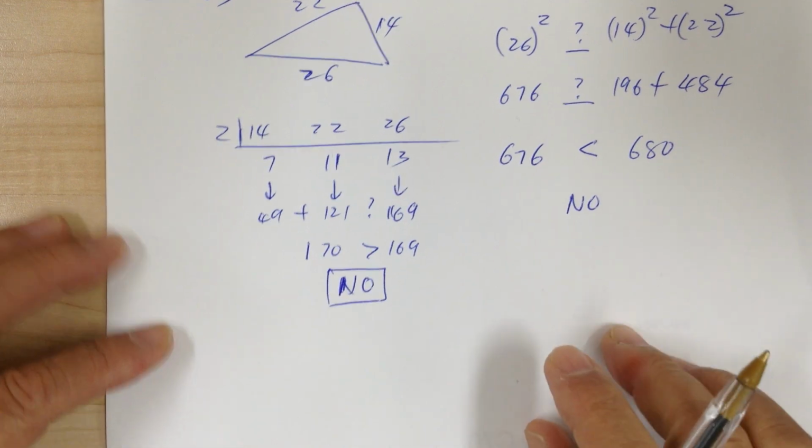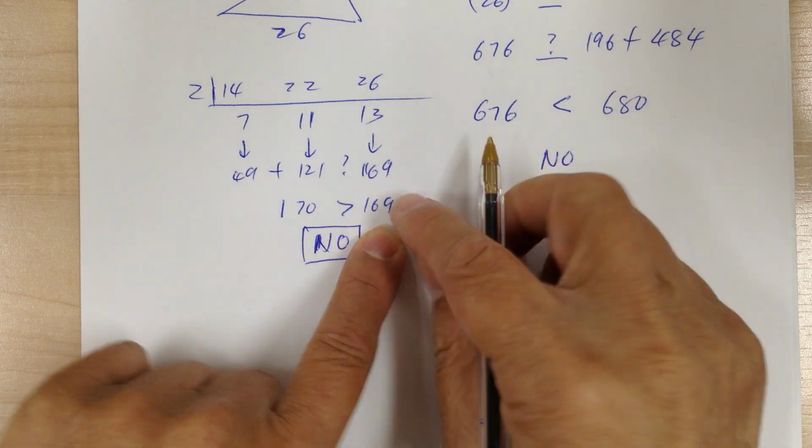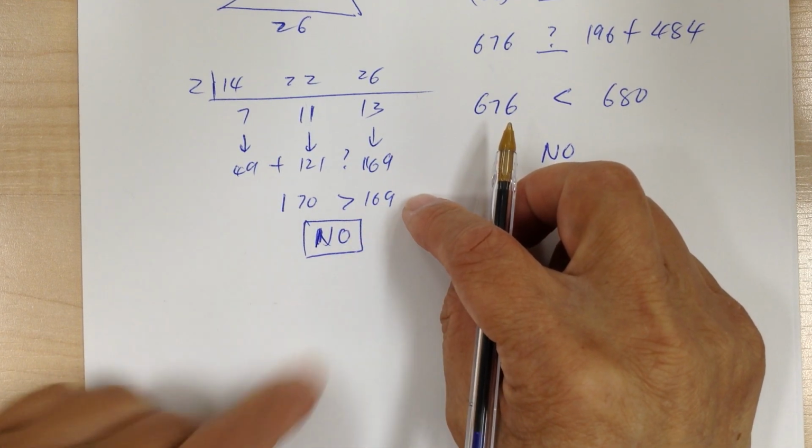Also, by looking at that, this is a hypotenuse. So the hypotenuse is less than that. So this is an acute angle. Therefore, this is an acute triangle.